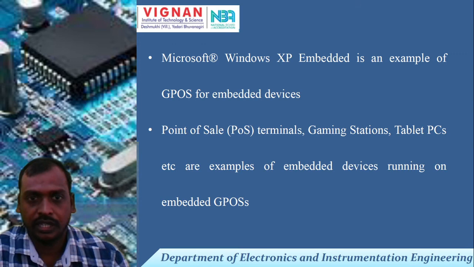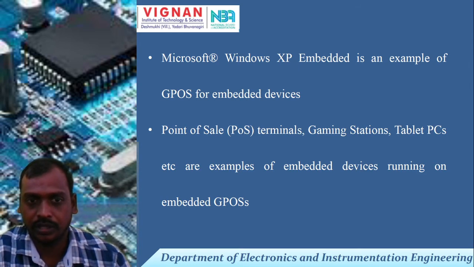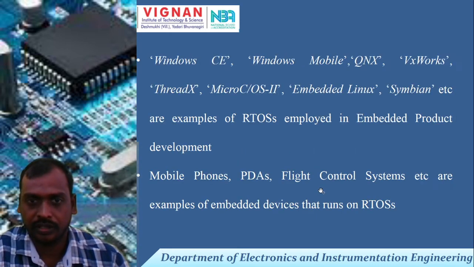If you take Windows 2007, 2008, these are all examples of general purpose operating systems. The next point: point of sale terminals, gaming stations, tablet PCs, etc. are examples of embedded devices running on an embedded general purpose OS. Windows CE, Windows Mobile, QNX, VxWorks, ThreadX, MicroC/OS-II, Embedded Linux are all RTOS examples. Other examples are mobile phones, PDAs, and flight control systems. These all come under RTOS.